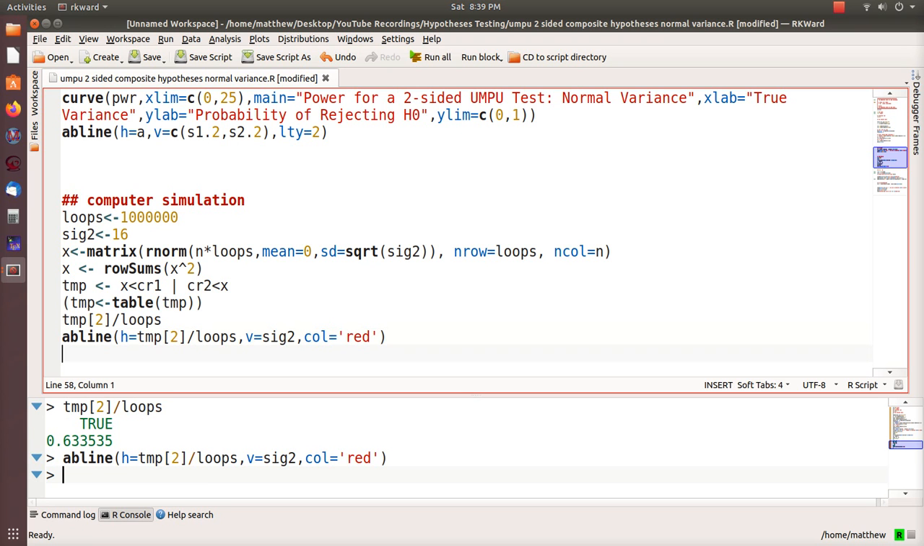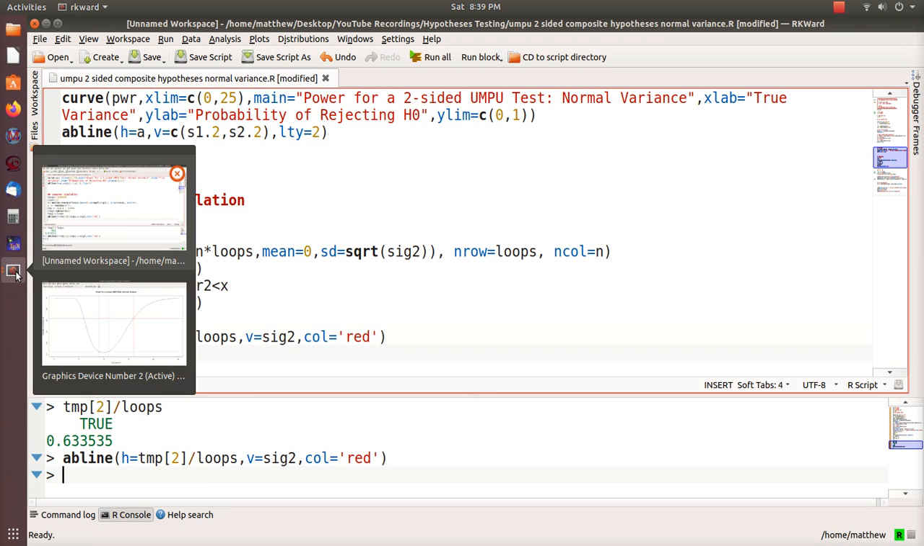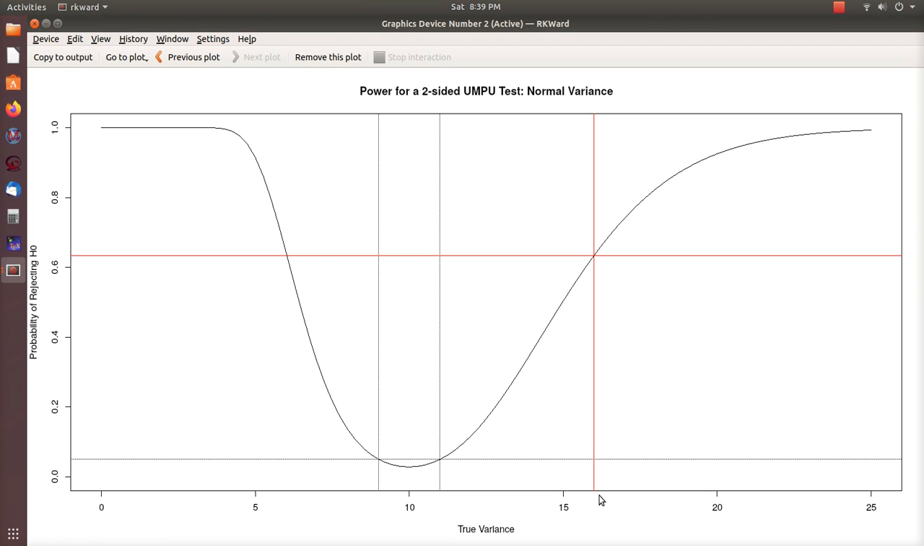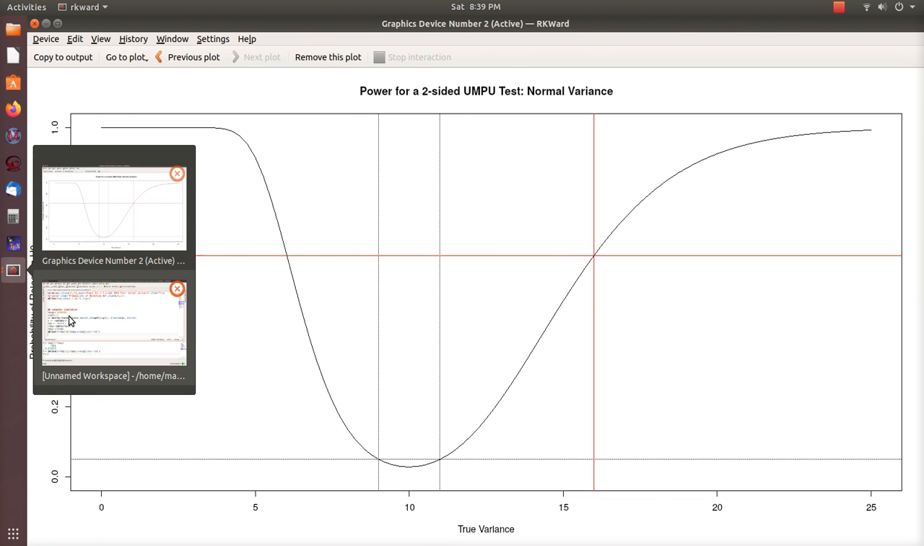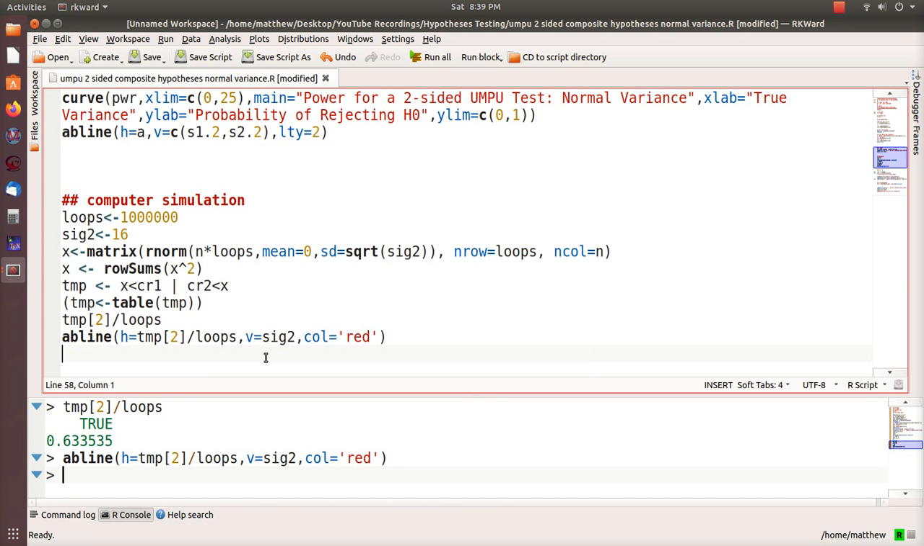And let's plot that in the power curve to see if it is close. So we assume the true variance is 16. We did 1 million replications using the critical region that we derived, and the simulated value was 63%, which is right on the theoretical power curve. And with 1 million replications, I'd be so surprised if it wasn't pretty much on the power curve like it is.